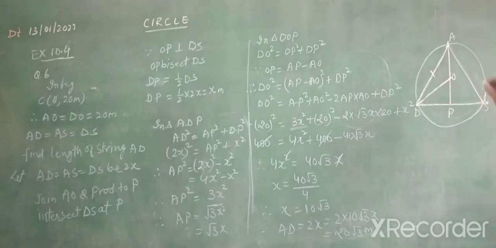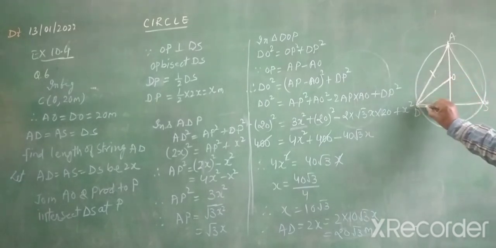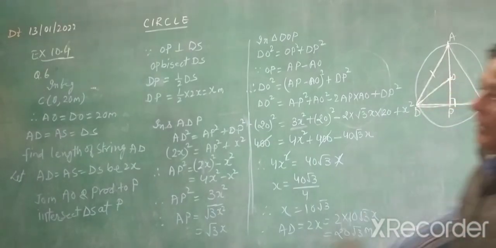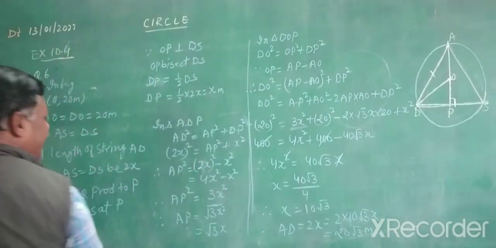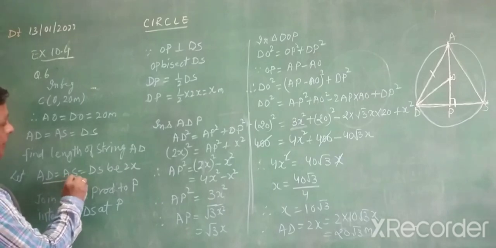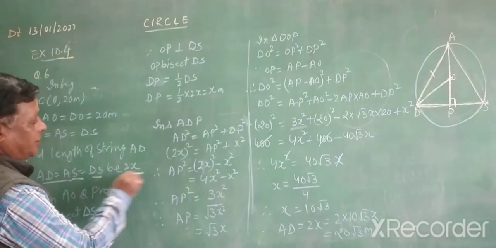Correct? So, we will join this A to O, that is the radius, then we extend this AO up to P, which intersects this DS at P. Correct? But this OP line is drawn from the center of the circle to the chord, as DS is the chord. This OP bisects the chord and is perpendicular to the chord. So this OP bisects DS. Correct? Now we will find out the length of AD, AS or DS. So we assume that the length of AD, AS or DS be 2x.